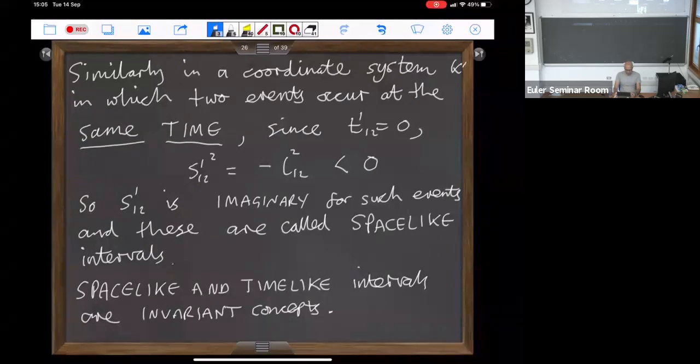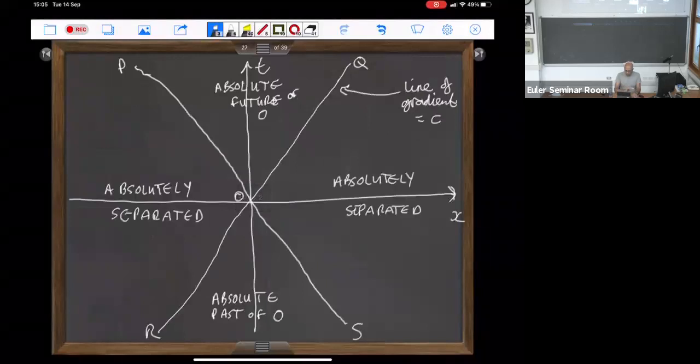And space-like and time-like intervals are the only two types of intervals that you can have, so they're actually invariant concepts, as we will see. So if we suppress the y and z directions, we can just think about a two-dimensional space-time with a coordinate x and a time coordinate t, so we're just in one dimension of space.